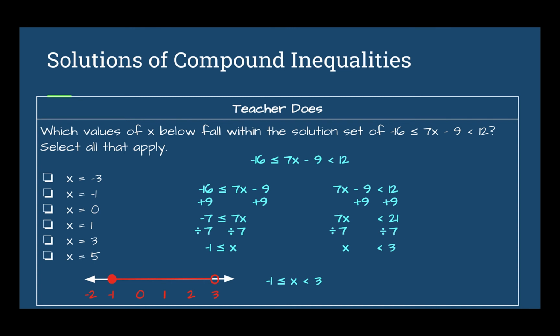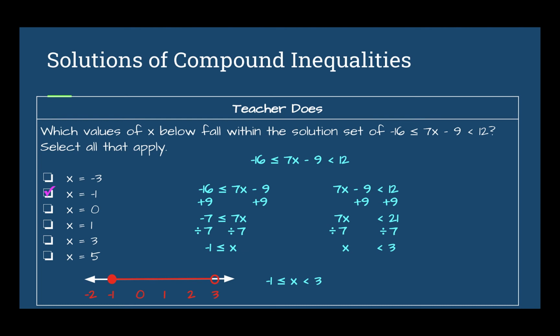So we can go through and just check each one. So first one, x equals negative 3. Is negative 3 between negative 1 and positive 3? No. What about negative 1? So negative 1 is where that closed circle is. And remember, a closed circle is part of the solution. So negative 1 can be part of the solution.